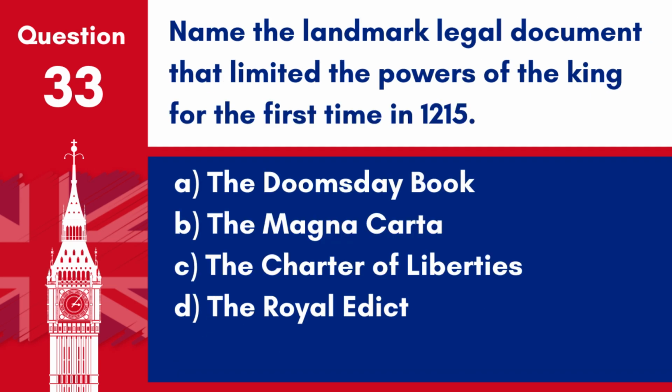Question 33. Name the landmark legal document that limited the powers of the king for the first time in 1215. A. The Domesday Book. B. The Magna Carta. C. The Charter of Liberties. D. The Royal Edict.